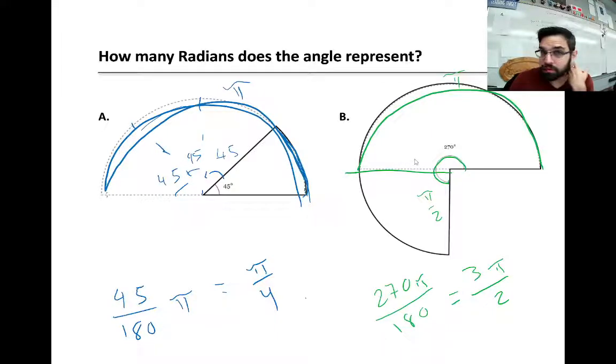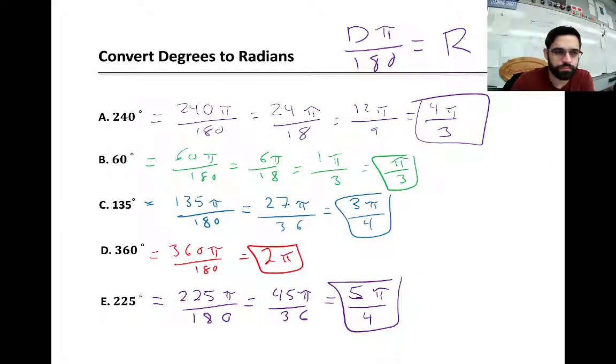We could do the same thing with example B. 270 times pi divided by 180. Well, that's 27 pi over 18, which reduces to 3 pi over 2. So there are 2 ways you could think about it. The concrete way, thinking of the semicircle. And a procedural way of multiplying by pi, dividing by 180. Either way goes from degrees to radians. Okay, so here are some more examples. You could visualize a semicircle, or you could just multiply by pi and divide by 180.